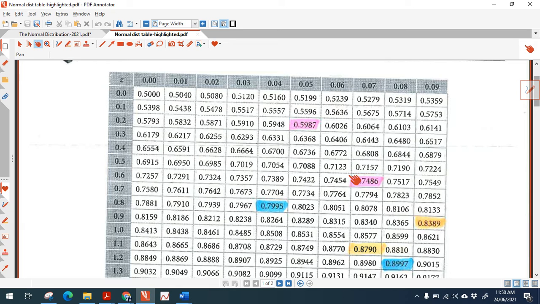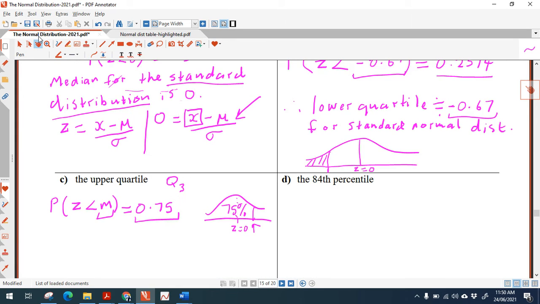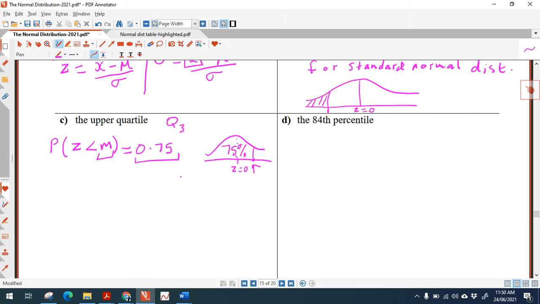So let's have a look. Coming back to here, I'll scroll up a little bit. This is what I can write down: the probability that Z is less than 0.67 is approximately equal to 0.7486.